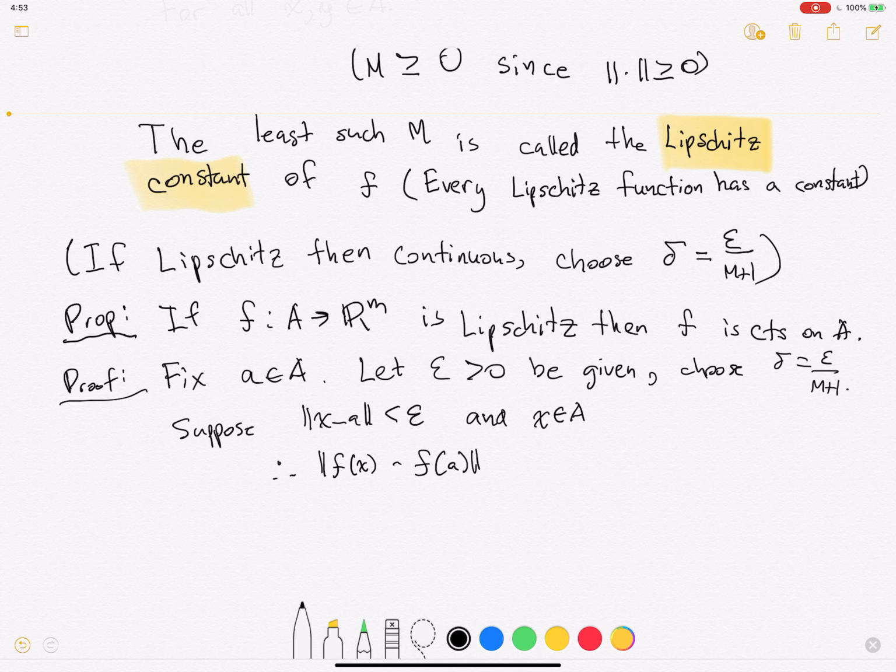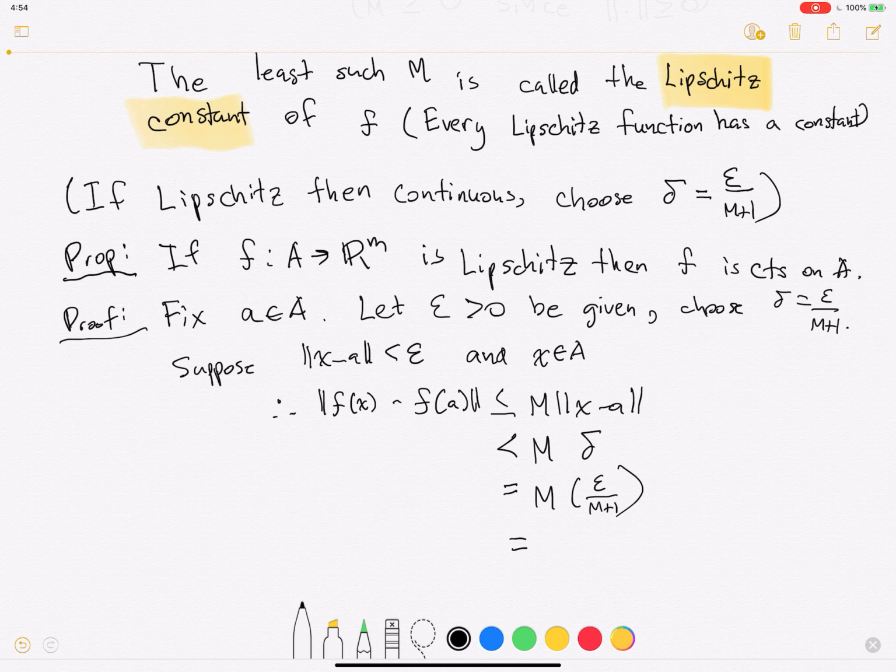The norm must then be like such, because from the Lipschitz inequality, and this is just by substituting, and then that gives us this inequality. And simplifying, we now have that it is less than epsilon.